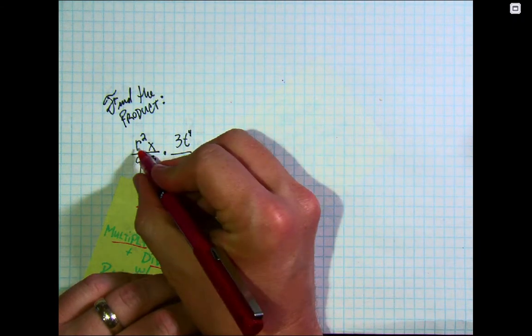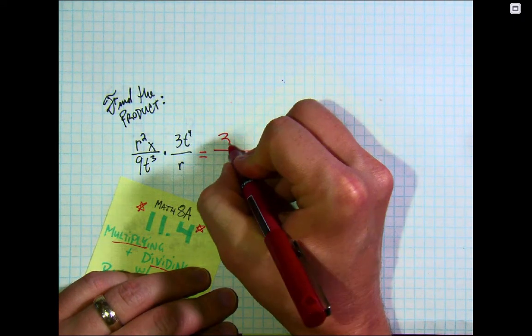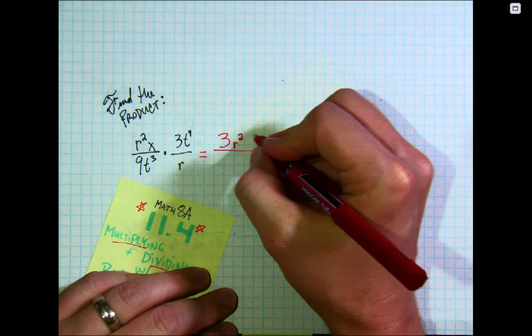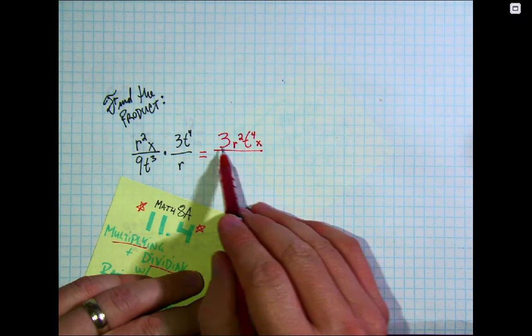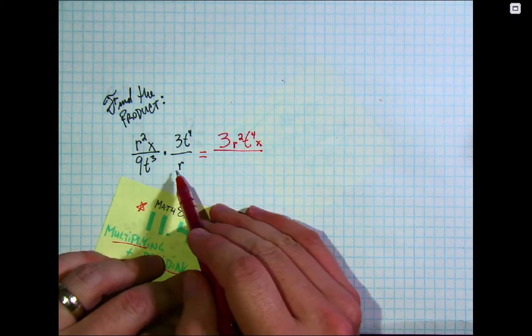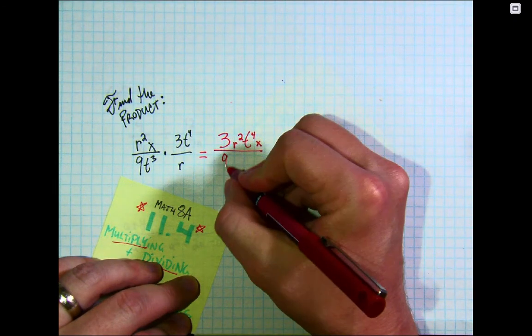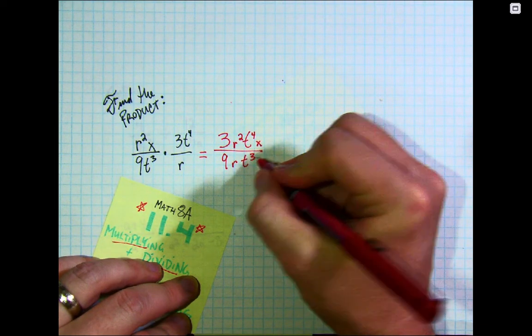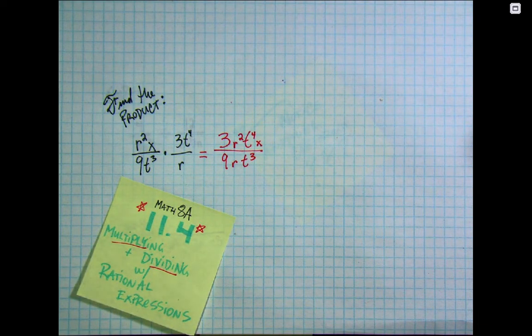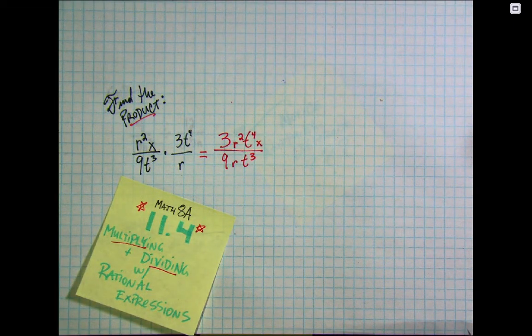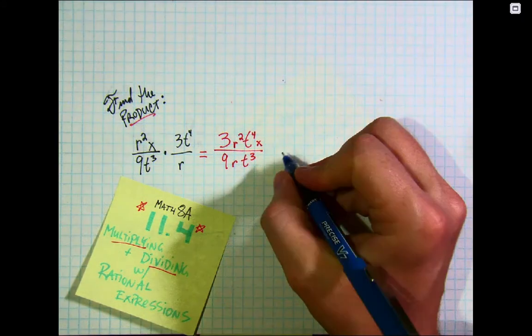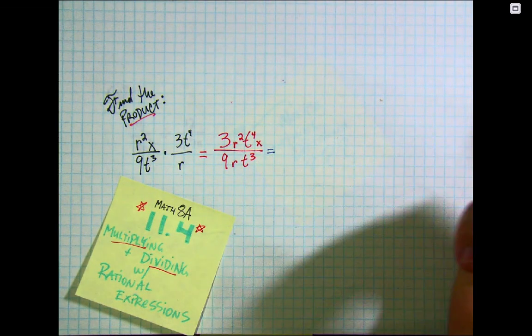So on the top, you're going to have 3 r squared t to the 4th x. I like to put the variables in alphabetical order. And on the bottom, you're going to have 9 r t cubed. And boom, we just found the product, right? The only problem is we want to make sure that when we give an answer, we give it in simplest form. And this can be simplified. So I'm going to show you how this can be simplified.